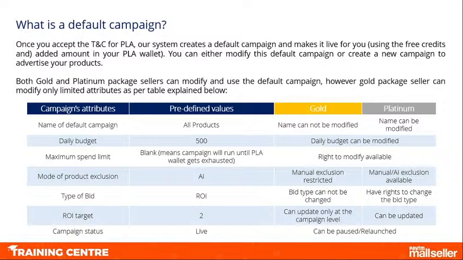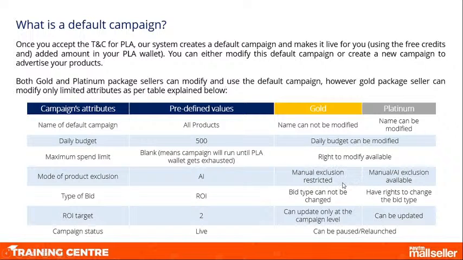Both gold and platinum package sellers can modify and use the default campaign. However, gold package sellers can modify only limited attributes. Like we have discussed earlier, the gold members cannot modify the default campaign name. However, the platinum member can modify the name of the default campaign. The daily budget can be modified by both gold and platinum members. They both have the right to modify the maximum spend limit.